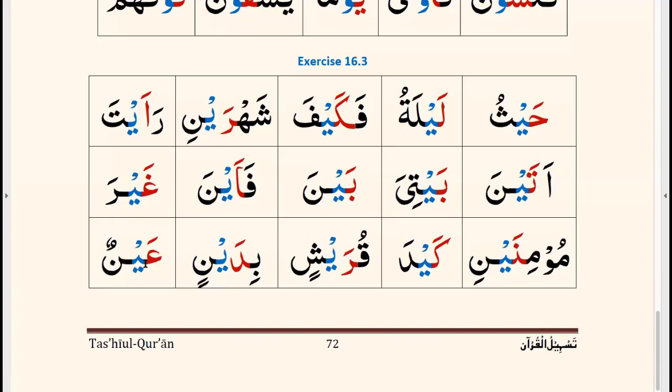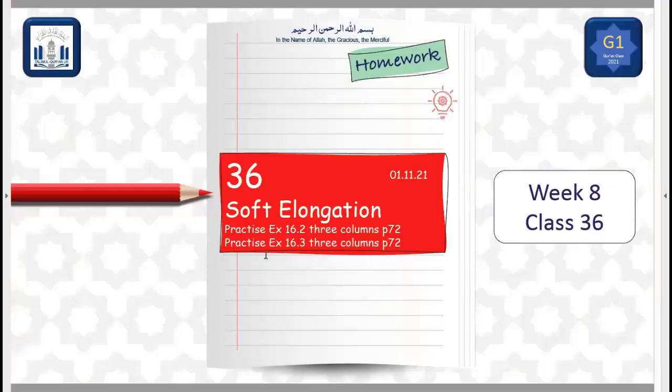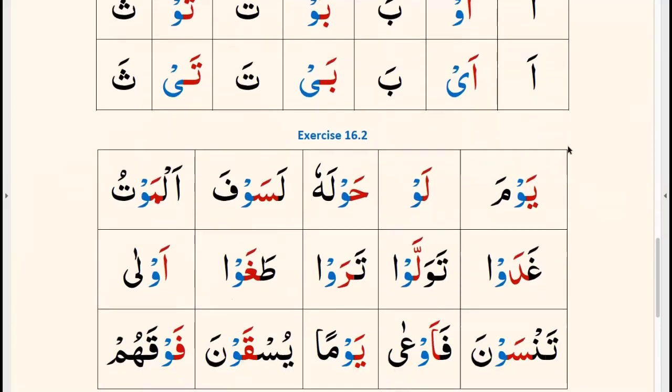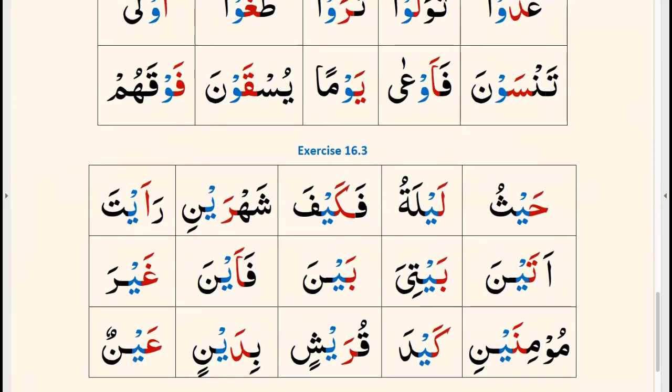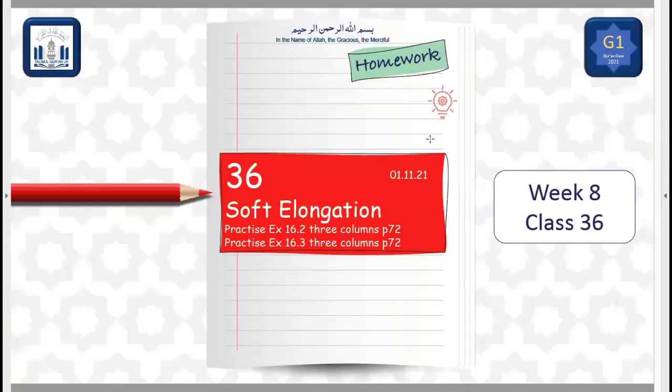Allah Hafiz. Okay. Now, let's see what our homework for today is. All right, so the homework is to revise soft elongation and practice exercises 6.2 and 6.3, which are these here, which we did today. And they are on page 72. Okay, now we can read our end dua.